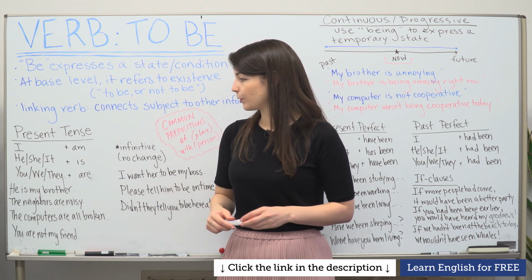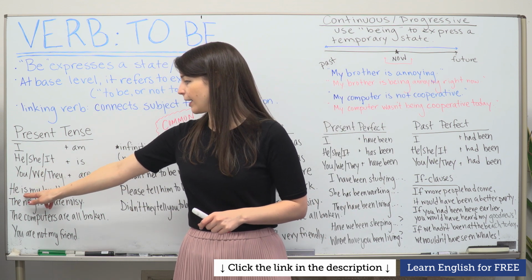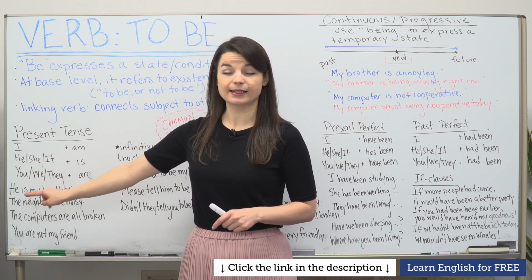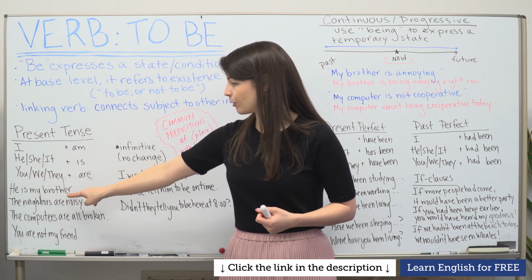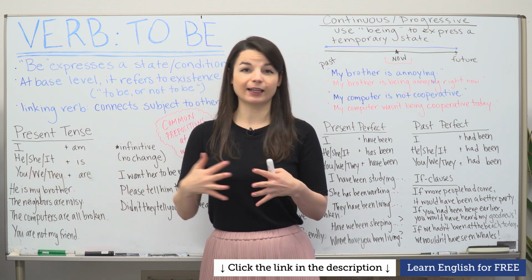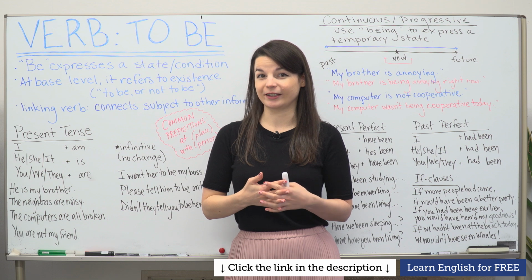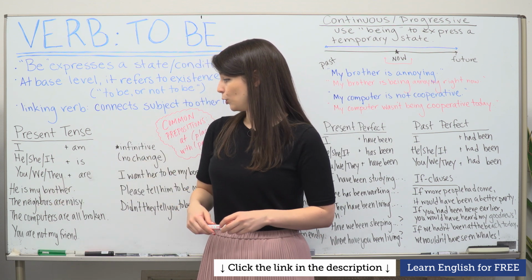Let's look at a few simple examples here. The subject he, for he, I apply is, the conjugation is. He is my brother. So here is my subject, he. Extra information, my brother, and is. This is my linking verb. It connects the information together. Another example, the neighbors are noisy.